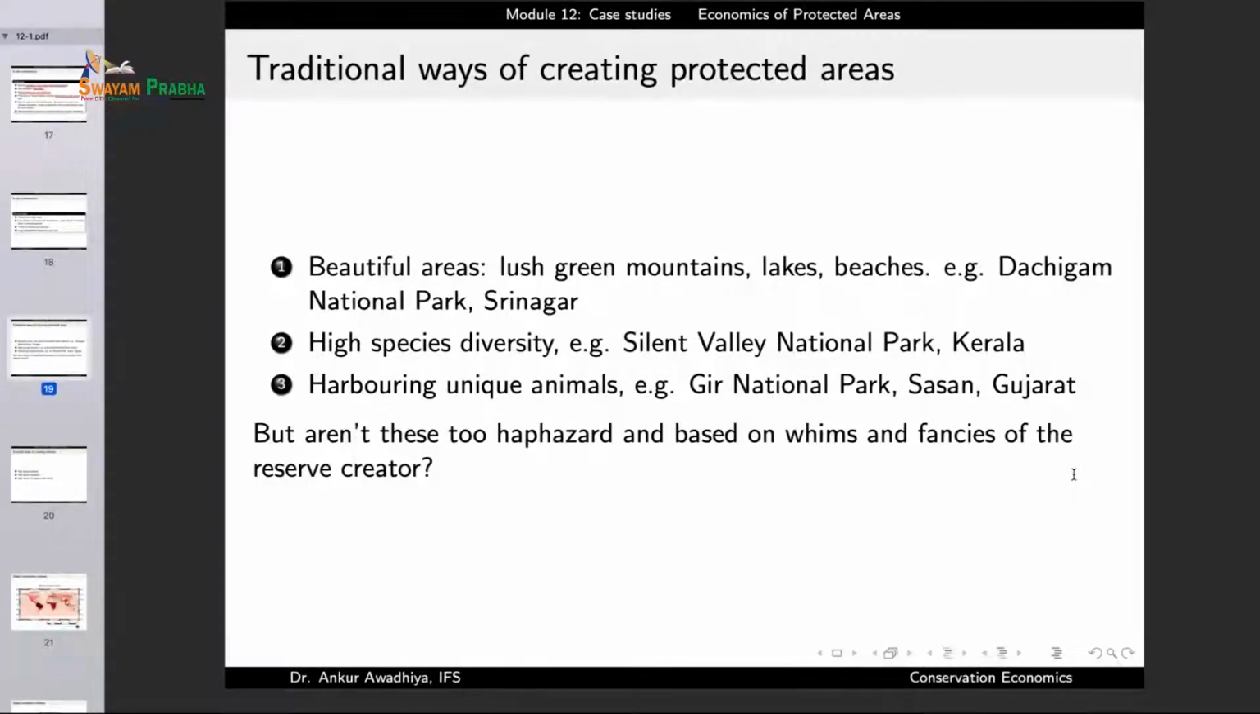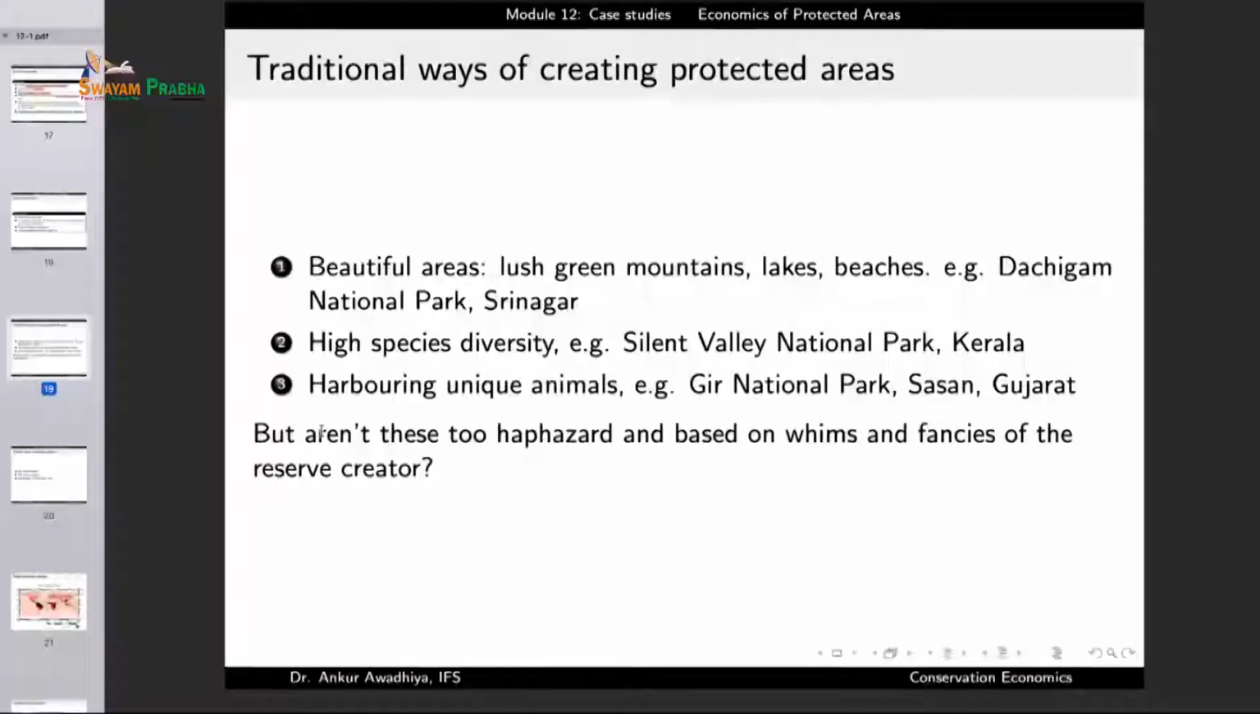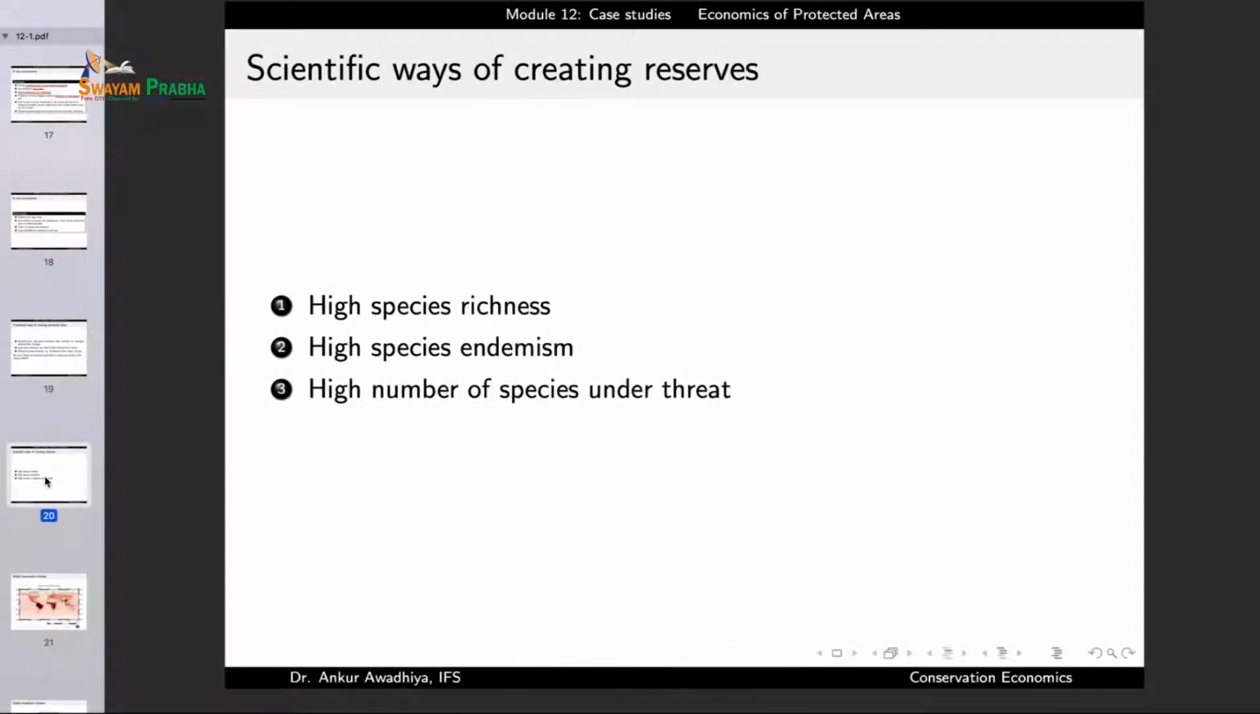In certain cases, certain high species diversity areas used to be converted into protected areas, such as the Silent Valley National Park in Kerala. Or in certain cases, those areas that harbor unique animals, endemic organisms that are found nowhere else, would be converted into protected areas, such as the Gir National Park in Gujarat, that is the only home of Asiatic lions in India. But in a number of cases, these become a bit too haphazard and based on the whims and fancies of the reserve creator. So, with time, we have shifted from these traditional ways of creating protected areas to the scientific ways of creating protected areas.